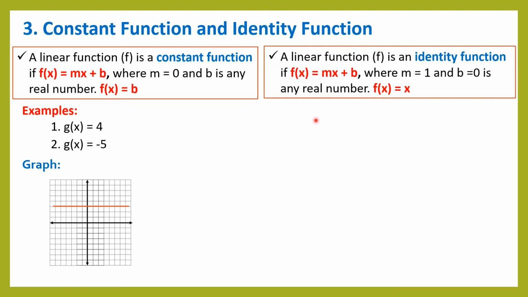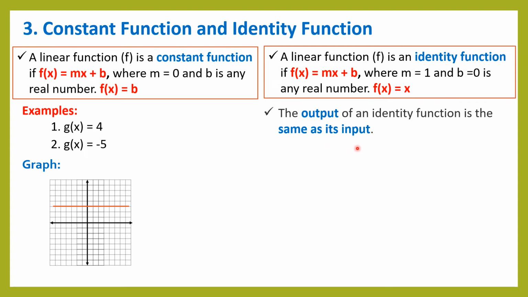Next is yung identity function. A linear function f is an identity function if f of x is equal to mx plus b, where m is equal to 1 and b is equal to 0. So, kapag ang b natin ay 0, matitira yung mx. At ang m natin ay 1. So, kung ang m natin ay 1, definitely f of x is equal to x only. So, the output of an identity function is same as its input.